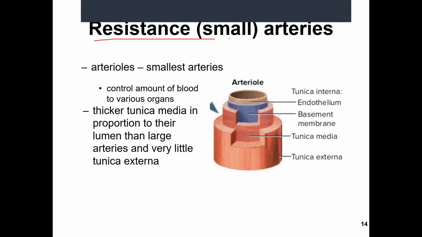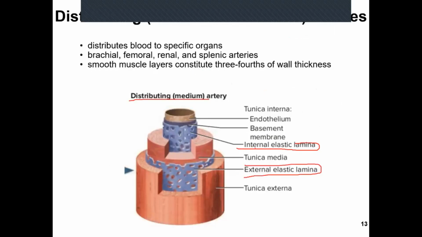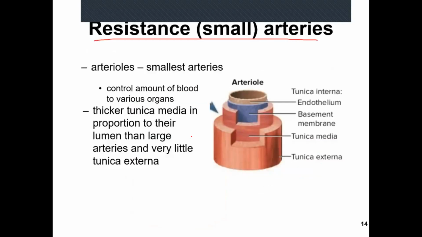And the last one, small arteries, resistance. They haven't an internal elastic lamina, you see, here and here, for example. They have only endothelium, basal membrane, tunica media with muscles, and external. They have a thicker tunica media because they contract.